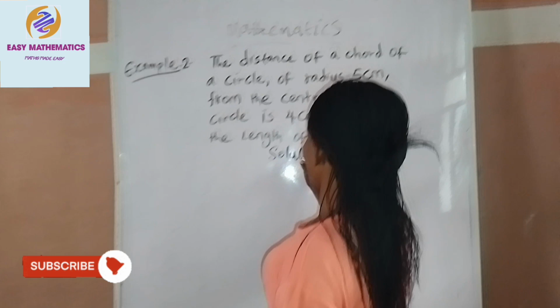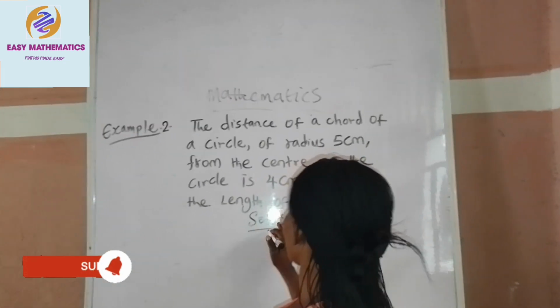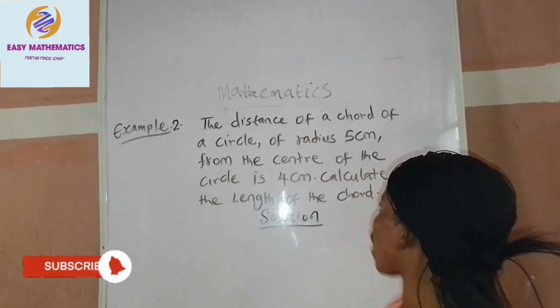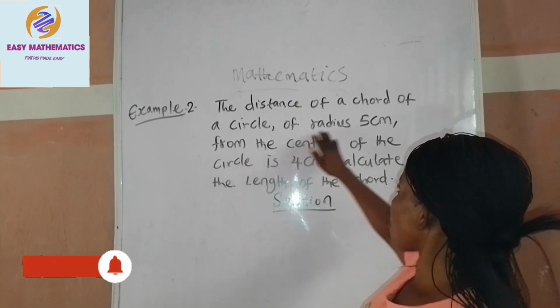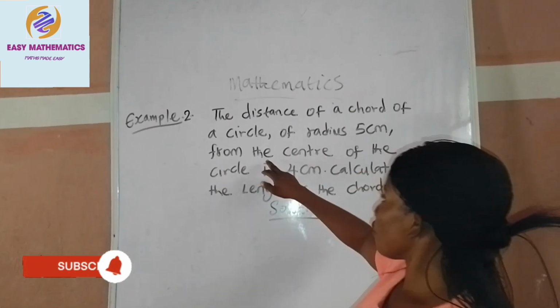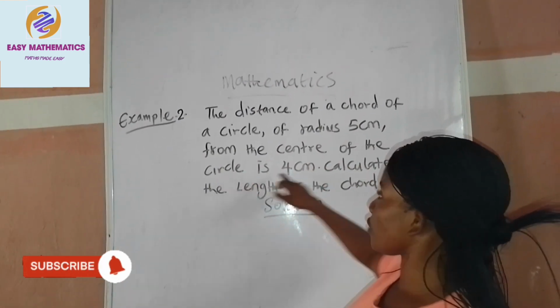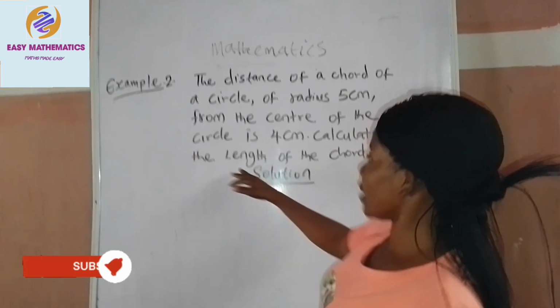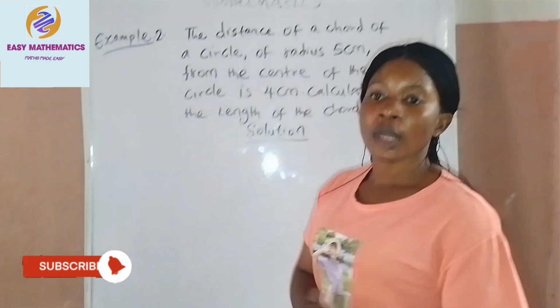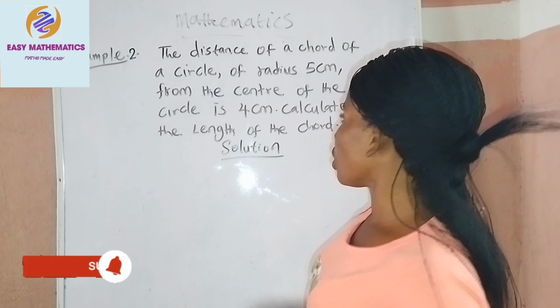Look at example number 2. Example 2. The distance of a chord of a circle of radius 5 cm from the center of the circle is 4 cm. Calculate the length of the chord.